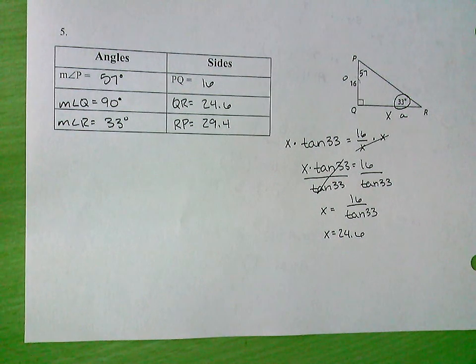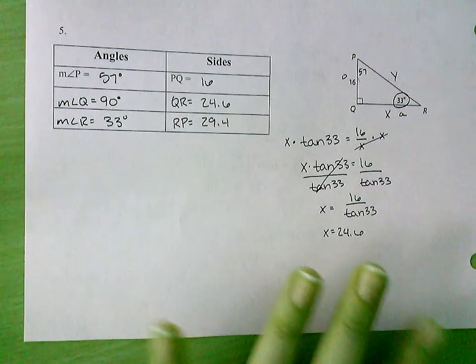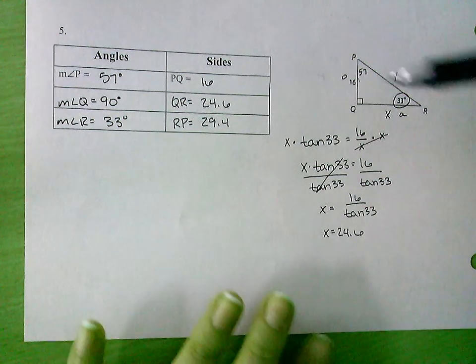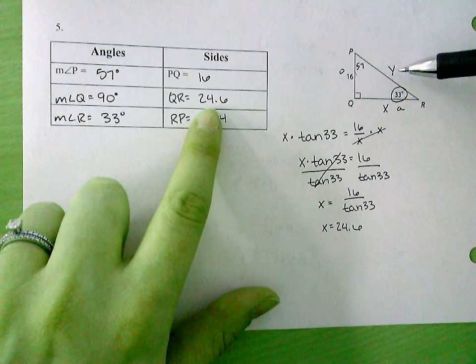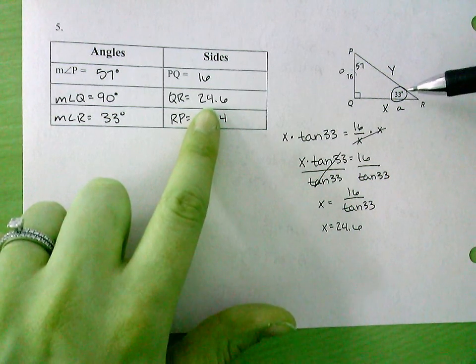For RP right here, you can label it as Y, H, or C. It doesn't matter what you label it. Now, two options: you can either use your trig ratios or you can use the Pythagorean theorem. Just be aware with the Pythagorean theorem, you're going to get a different rounded answer. It'll be a little bit off. So with the Pythagorean theorem, you take 16 squared plus 24.6 squared equals y squared. You can do it that way. That's fine. I'm going to show you the trig ratio way.